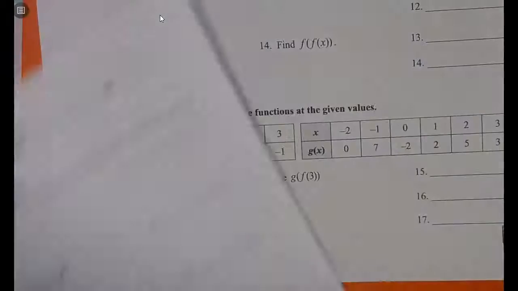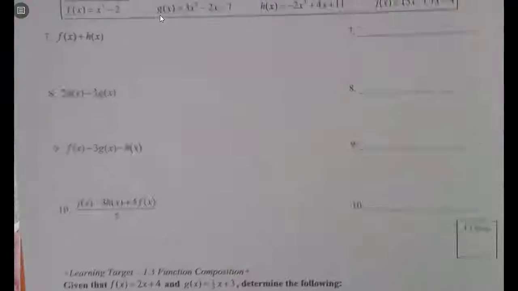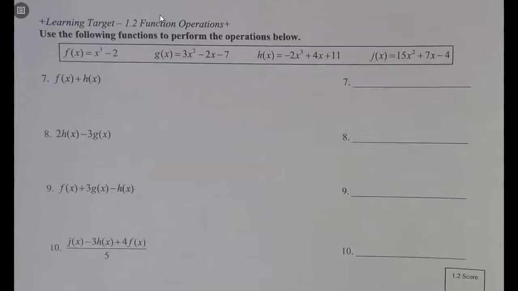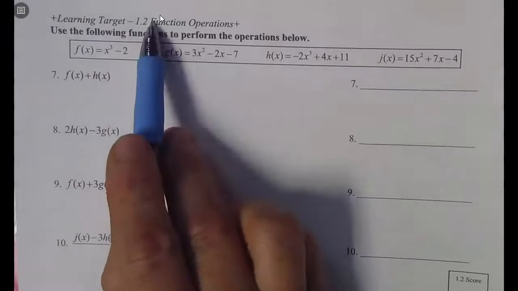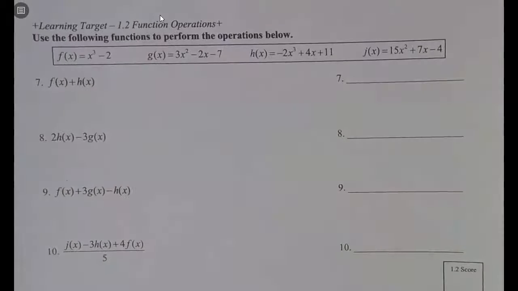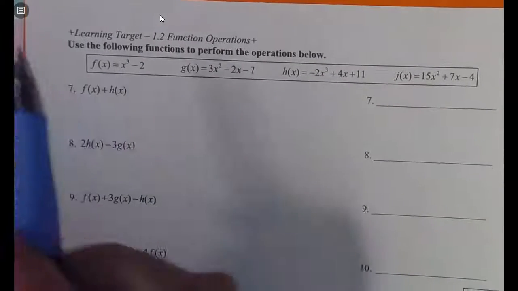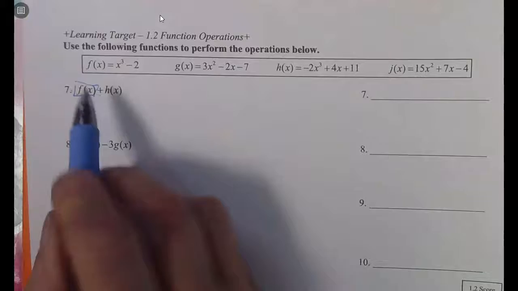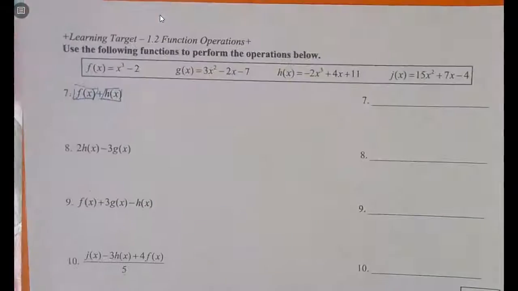All right, let's go to the next part, the learning target. So half of this next page, or the back page, is learning target 1.2, function operation. So adding, subtracting, multiplying, dividing. So 7 says you take function f of x and you add h of x.